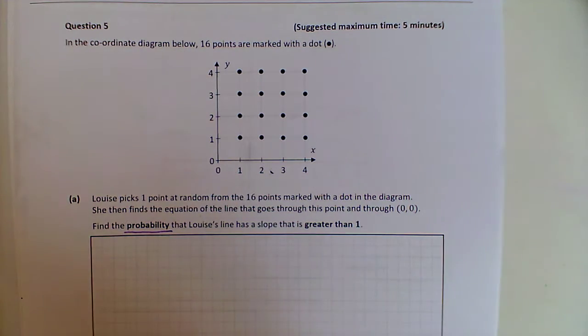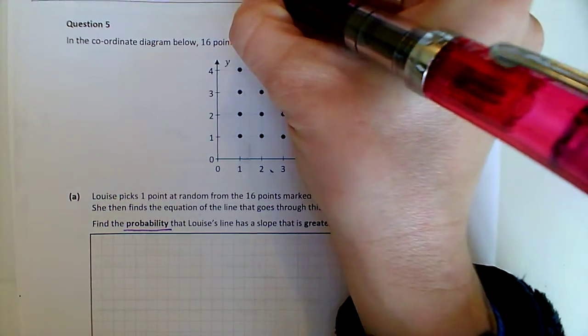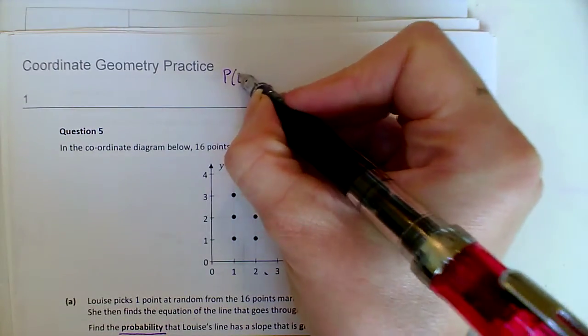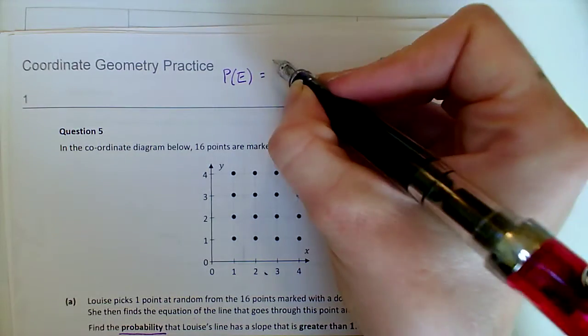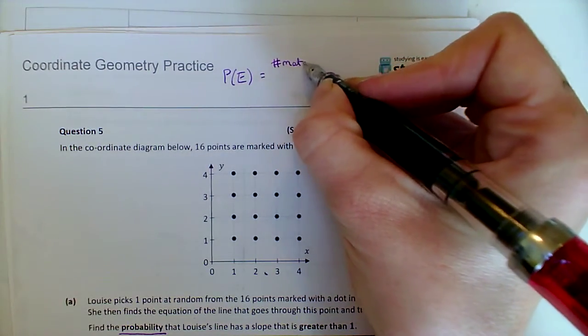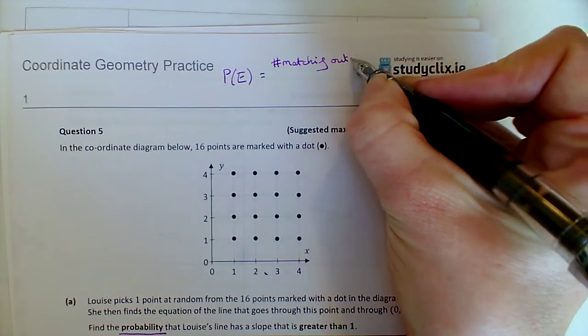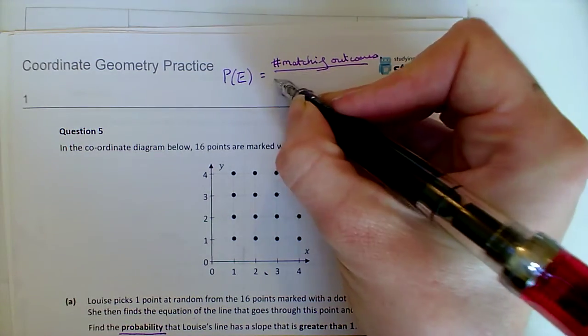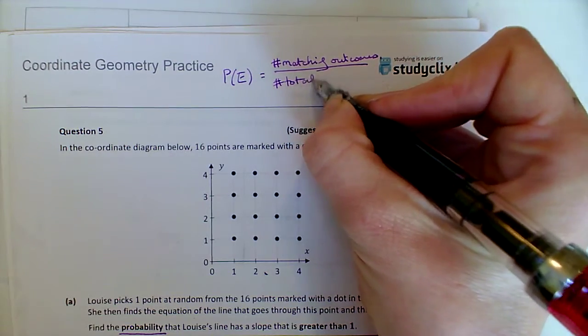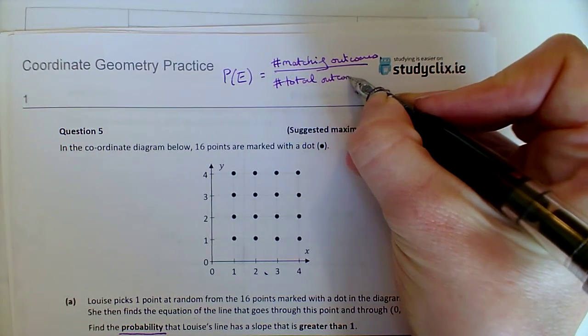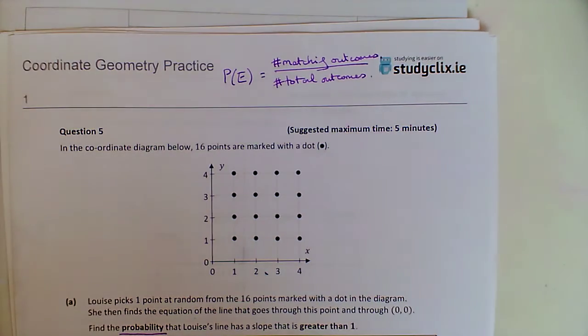Now, I know we haven't done probability since first year, but in first year you did learn that the probability of something happening, the probability of an event taking place, is the number of matching outcomes divided by the total number of outcomes. So that's just a quick reminder of how we calculate probability. So for example, if I roll a 6-sided die, the probability that it lands on the number 3 is 1 in 6. There's 1 three out of the total number, which is 6.